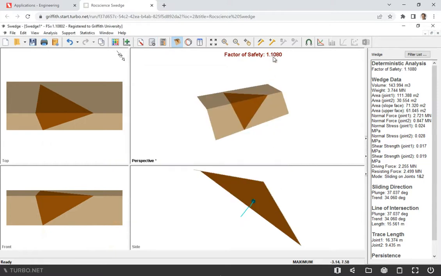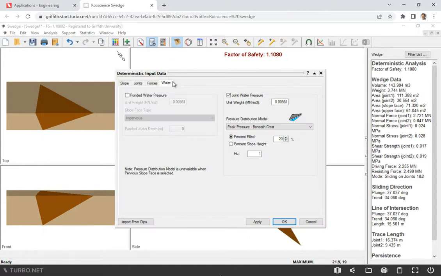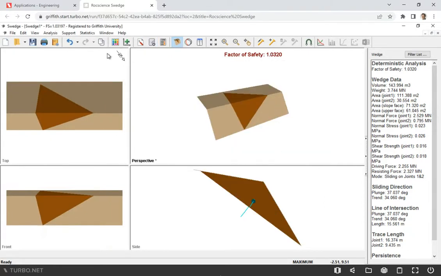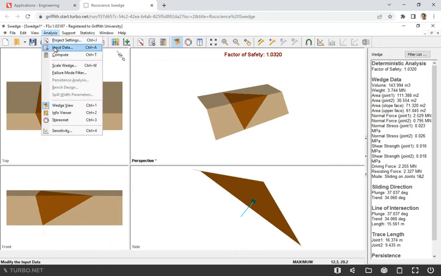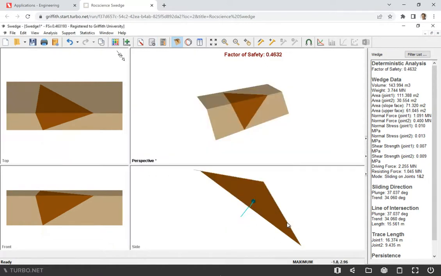So you see that the safety factor decreases a little bit, right? Not very much. Let's say that there is a heavy rainfall, and there is more saturation along these joints. Let's say I'm going to put 50% here, right? Then it goes down a little bit. Let's see what happens if I put 100% here. 100%, you see it drops too much.